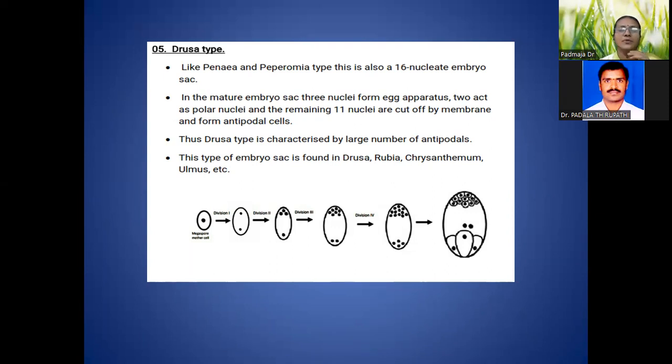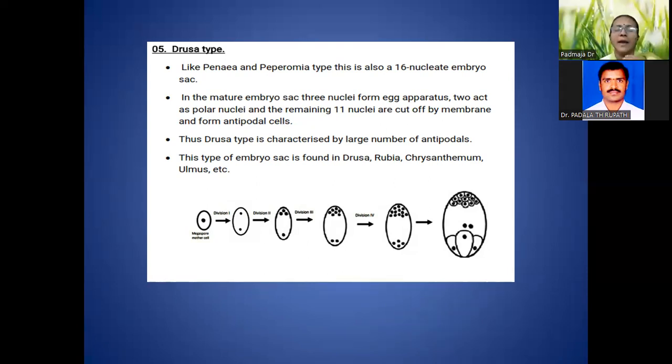And in the matured embryo sac, 3 nuclei form the egg apparatus. That means at the micropylar end, the egg apparatus is present, consisting of the egg at the middle and 2 synergids on either side. And 2 of the remaining nuclei are present at the center, acting as the polar nuclei. And the remaining 11 nuclei form the antipodals.